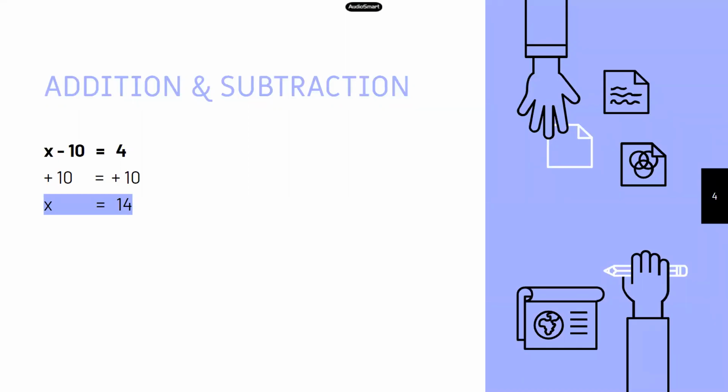Now, even though we've done all the math, we need to make sure that we've actually done it correctly. So we're going to check our work. In order to check our work, all we need to do is plug in 14 for x in the original equation and make sure that the equation is still true. So when we go back to check, we see 14 minus 10 is equal to 4. And that's a true statement. So that means that we've solved our equation correctly.